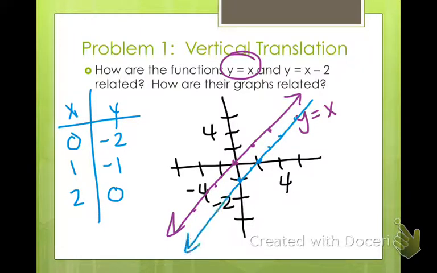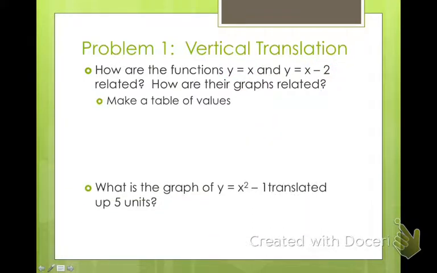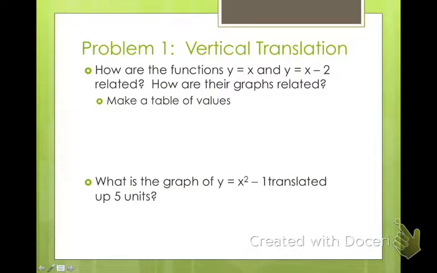What do you notice about the graph of this? This is y equals x minus 2. Do these lines have the same slope? Yes, they both have a slope of 1, so they are parallel lines. What's the difference between this one and this one? Well, this one moved down 2. Okay, so let's see this one.